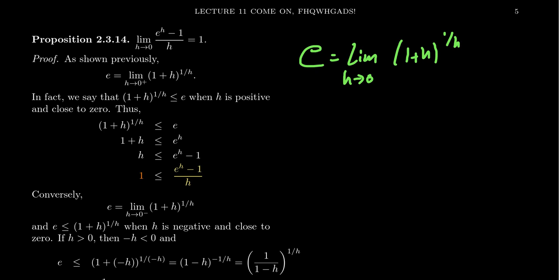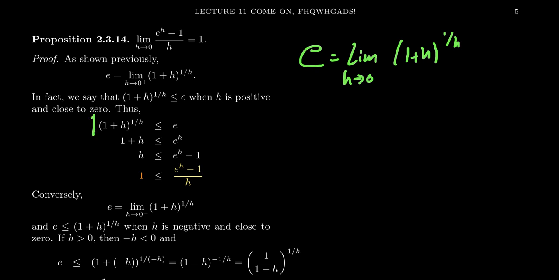Since e is equal to the limit of (1 + h)^(1/h), it's particularly the right-handed limit. It's also the left-handed limit. Now we're going to play around with the right-handed limit and the left-handed limit a little bit differently here. If we investigate this limit in more detail, we see that if h is positive, a teeny bit bigger than 0, then (1 + h)^(1/h) is going to be less than or equal to e. As h gets closer and closer to 0 from the positive side, this inequality becomes tighter and tighter, and thus it becomes equality when the limit is taken. So this is true when h is close to 0.